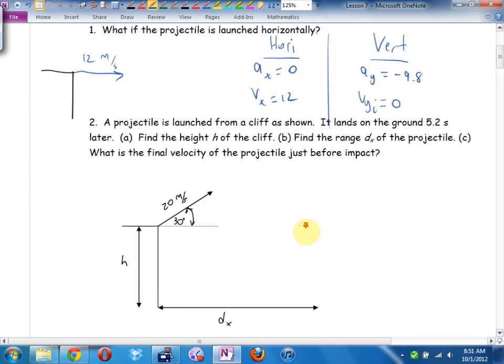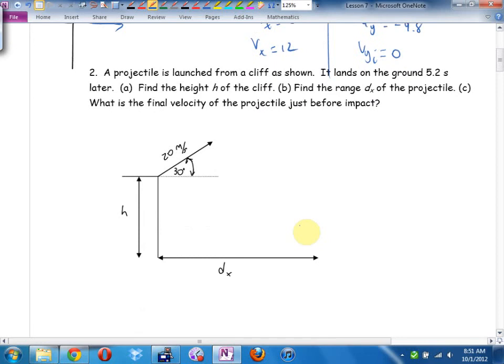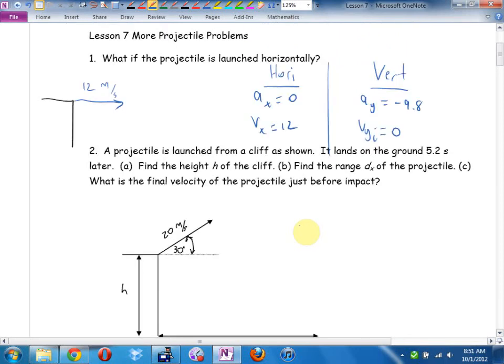Okay. Number 2. I'm not going to solve it. I just wanted to remind you. If it's launched horizontally, don't forget Vy initial is 0 for a split second right when it leaves the cliff. We're good?